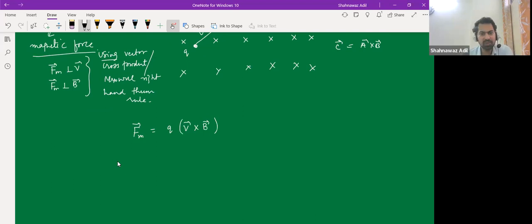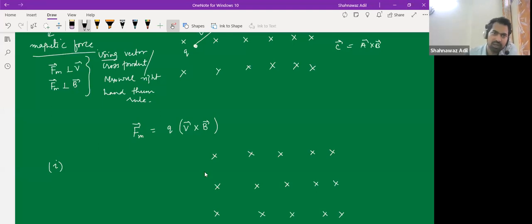So there can be different scenarios. One is that this is my magnetic field, and here is the charge, and it is also moving in the same direction. Velocity is also inwards. So V is parallel to B.